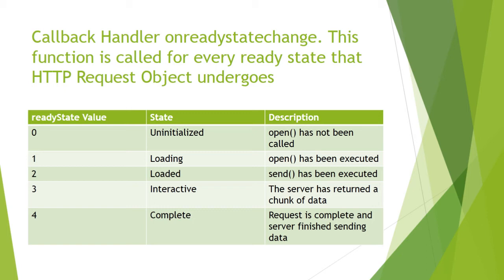So all Ajax requests go through these 5 steps, and whenever a change happens from one ready state to another, the callback handler on ready state change will be called, and this function is called for every ready state that the HTTP request object undergoes.